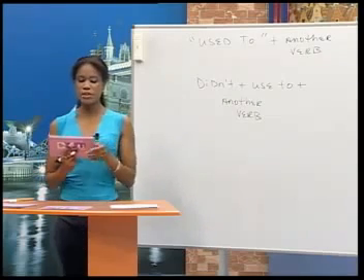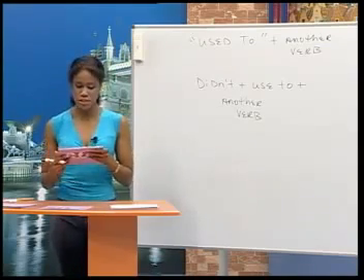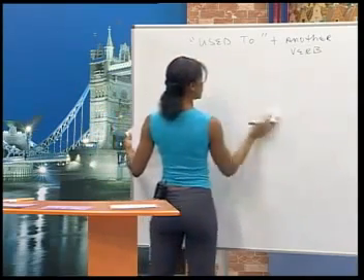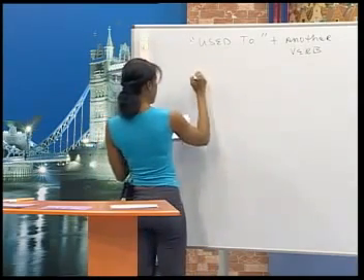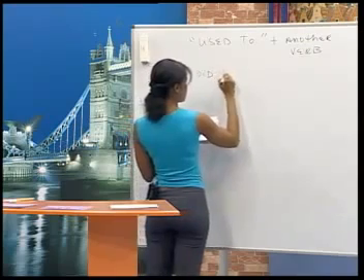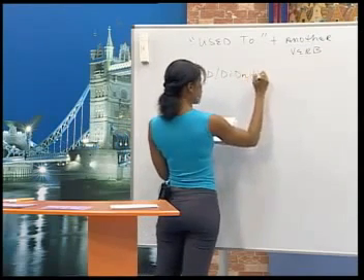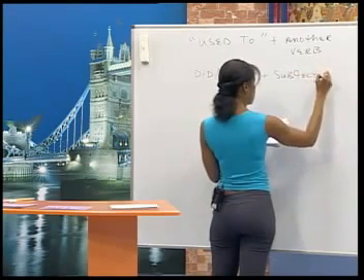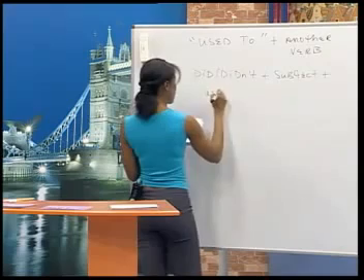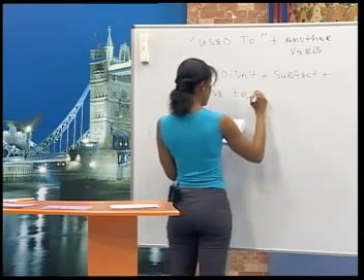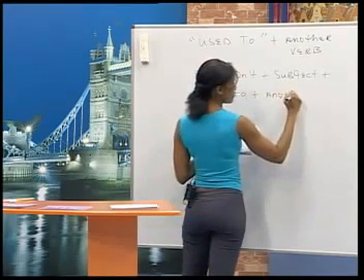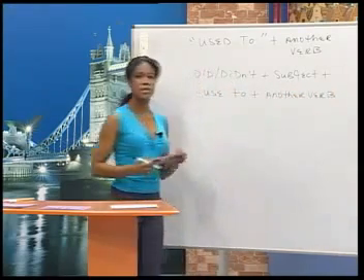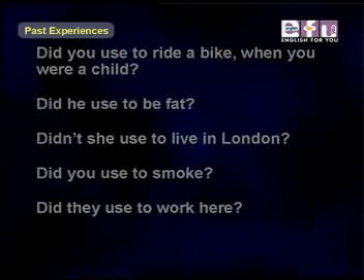Okay, when we use this verb in yes-no questions, we always use the helping verb did or didn't plus the subject plus used to in its simple form plus another verb in its simple form. For example, take a look.